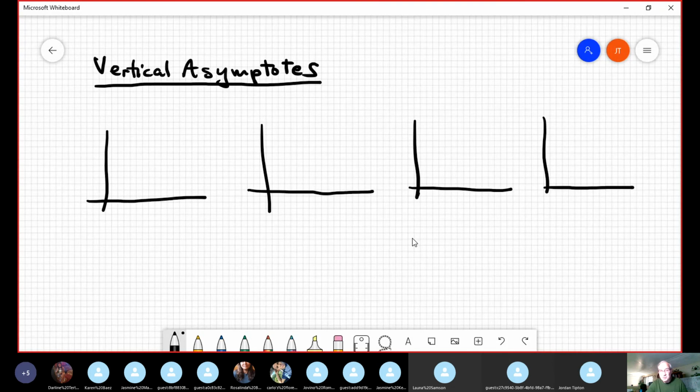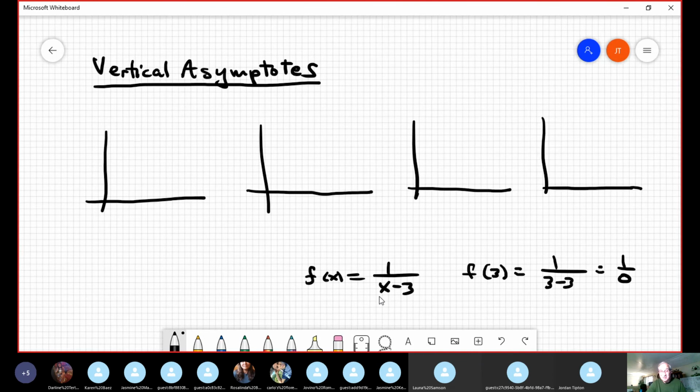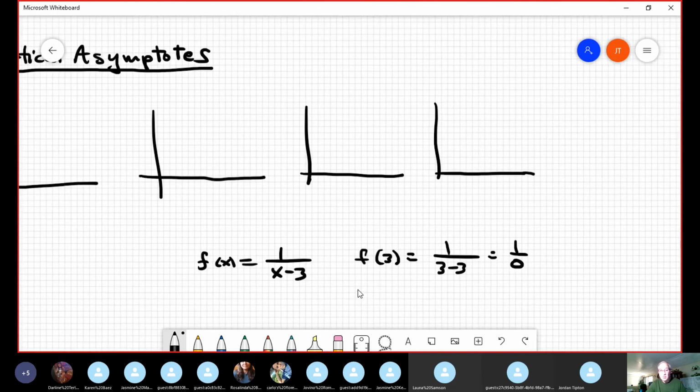It's easy to determine. Suppose we have a function, I don't know, 1 over x minus 3. I don't care about the top part, it's not important. The important part is the denominator, and 3 is undefined. If you try to evaluate the function at 3, 1 over 3 minus 3 is 1 over 0. What is that? The answer 1 over 0 has no answer because it's undefined.